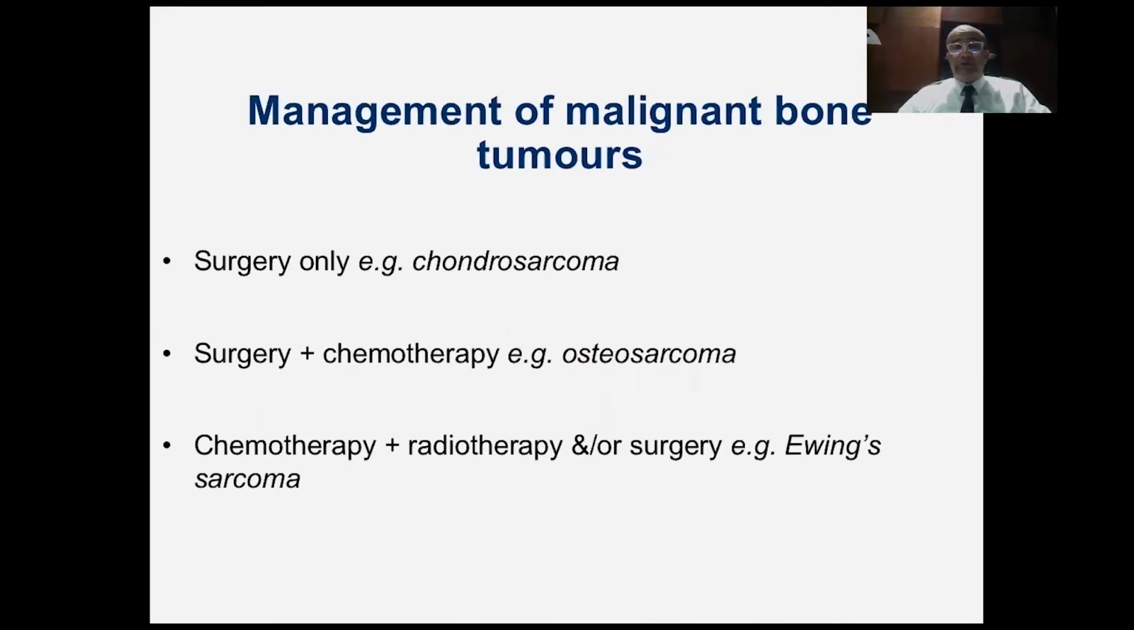Different bone tumors are treated differently. Tumors like chondrosarcomas are treated with surgery alone. Osteosarcoma, on the other hand, is treated by both surgery and chemotherapy, whereas Ewing sarcoma is treated by chemotherapy and surgery or radiotherapy as a local treatment.